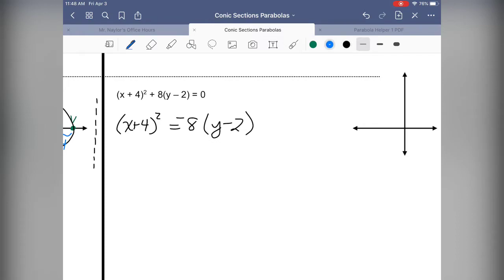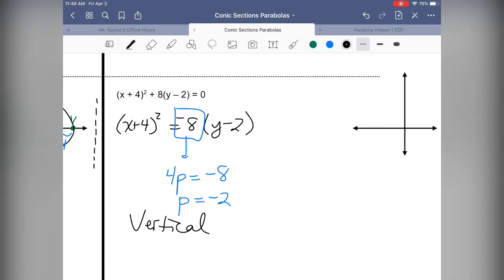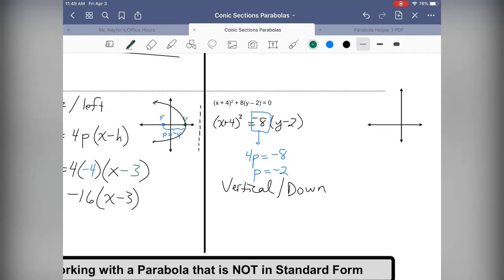Now, you could do all kinds of things. You could identify the p-value. The p-value, of course, very carefully being -2. You also could have identified early on that since this is an x-squared parabola, we're talking about a vertical parabola. But now that I know that p is negative, I can even say that it's going to be going down. People come up with the vertex. I hope that you did, because the vertex is really given to you with h and k, so we can identify that to be at -4, 2.